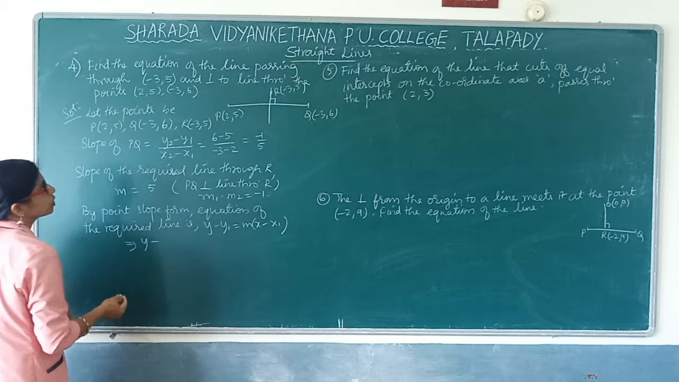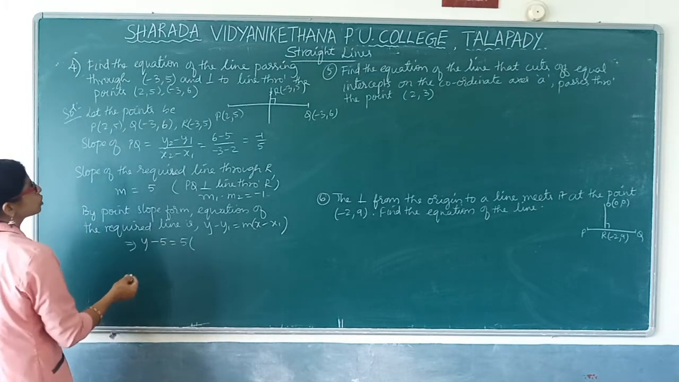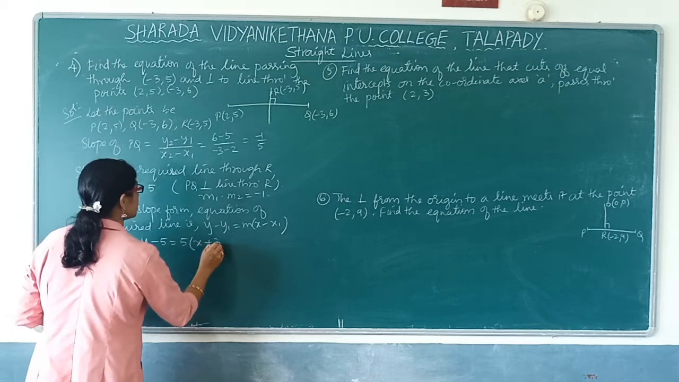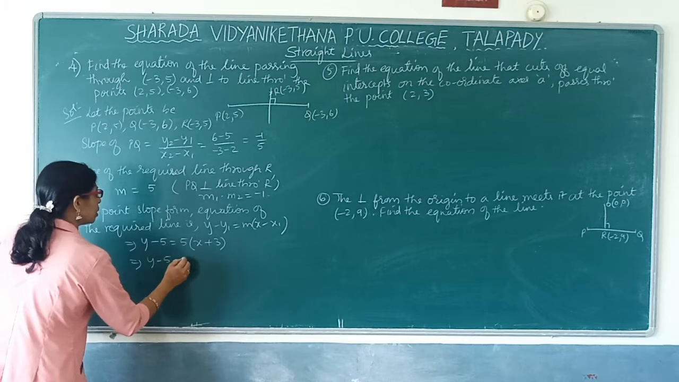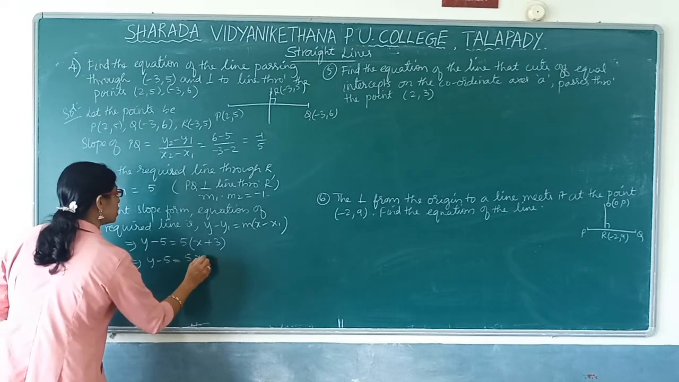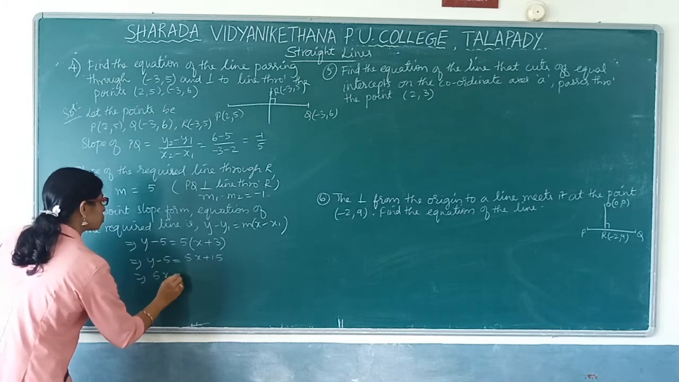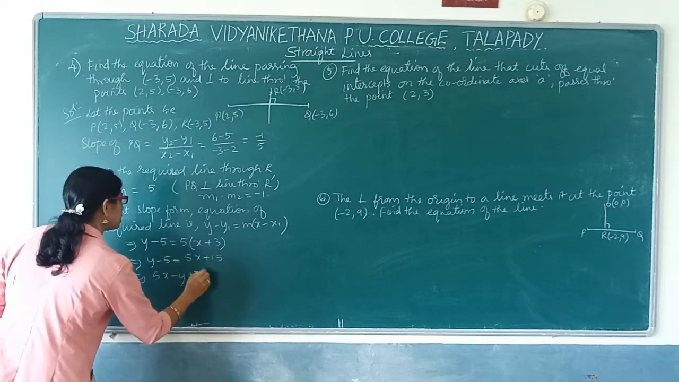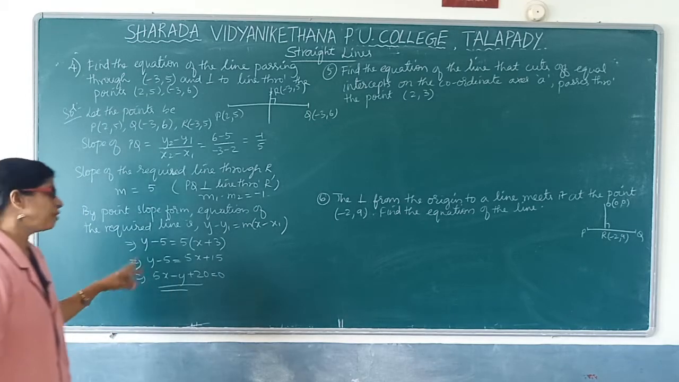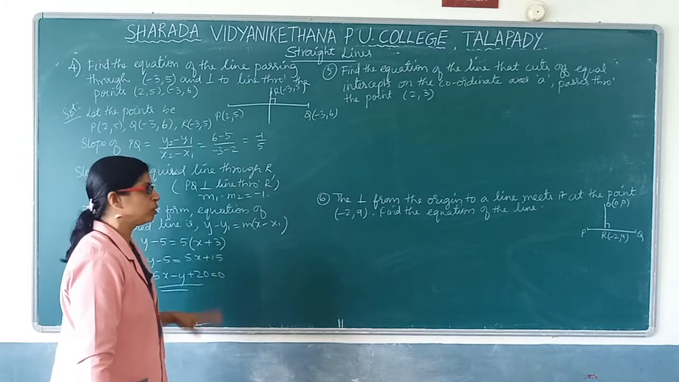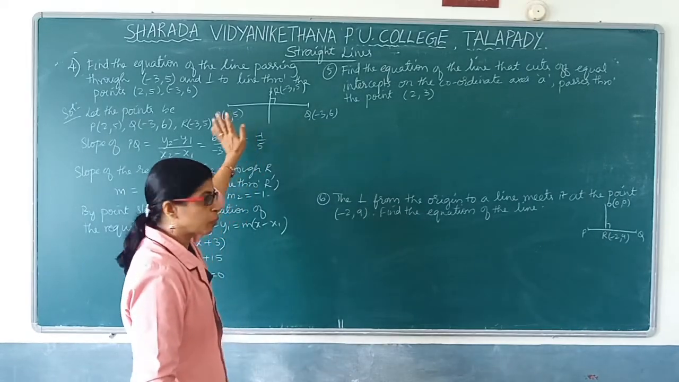So y minus what is y1? 5. That is equal to 5 of x minus x1, x minus minus 3, that is x plus 3. So simplify this. y minus 5 is equal to 5x plus 15. Or you bring it to this side. What do you get? 5x minus y plus 20 is equal to 0. This is the required equation of the line passing through the point R, which is the required line.